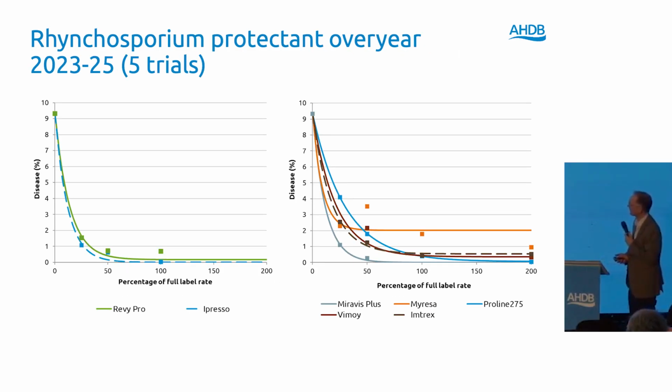We look at protectant activity over years. Again, it's a similar picture. Miravis coming out really well, very active molecule. Vimoy not far behind it. Intrex, those 3 SDHIs really strong on rhynchosporium. And Proline still doing a decent job for us in there as well. And as we said, Myrisa perhaps not quite as active as the others, but put it with Proline in Revi Pro, it looks very strong. And Apresso in there, well, it contains isoflucypram and Proline, no surprise to see that looking good.